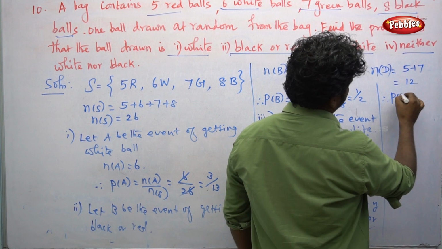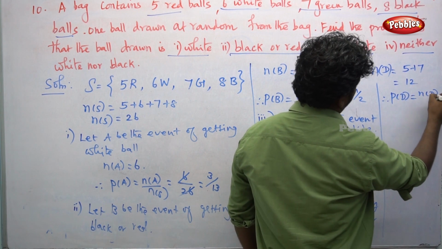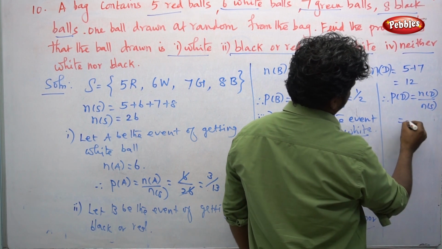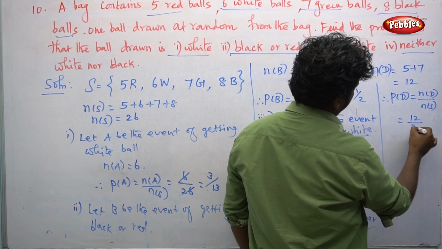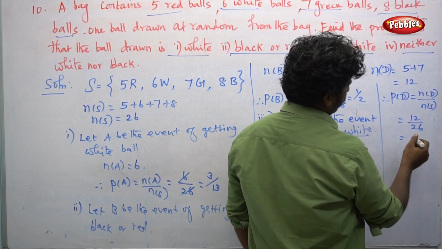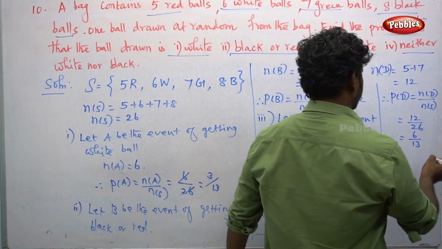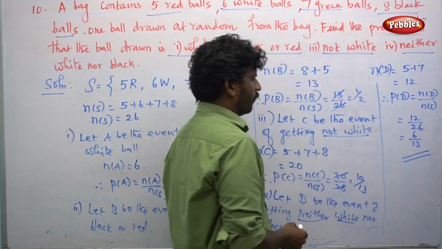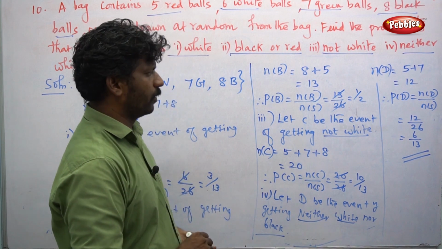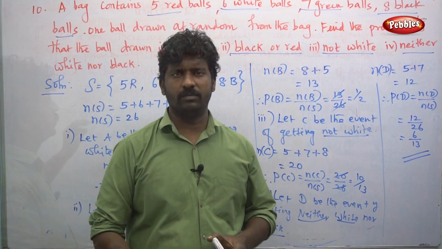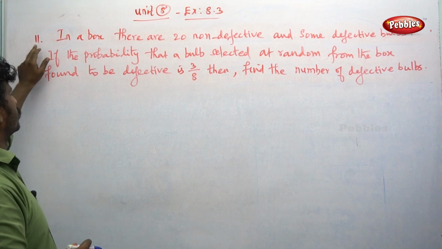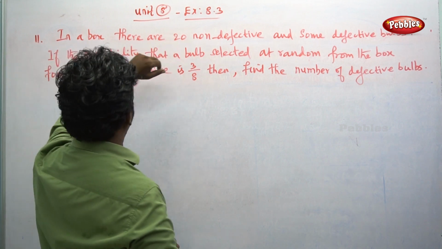Therefore P of D is equal to n of D by n of S. This is 12 by what? The 26. So cancel panna 6 2s are 12, 13. 13 2s are 26. This is the answer for the fourth point. புரியுதுங்களா? இப்போ next problem பார்க்கலாம். See the next problem. Question number 11 in exercise 8.3.